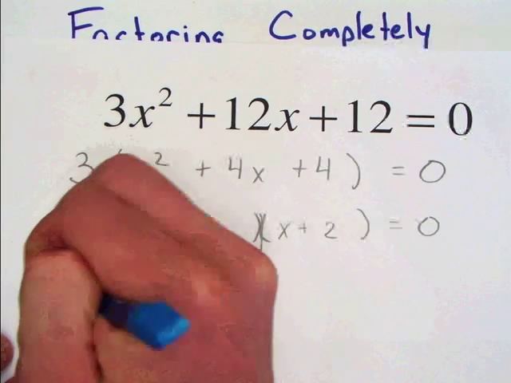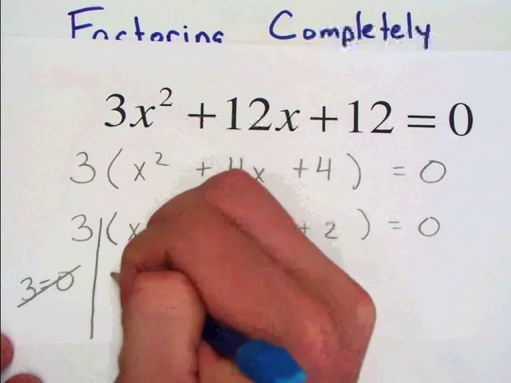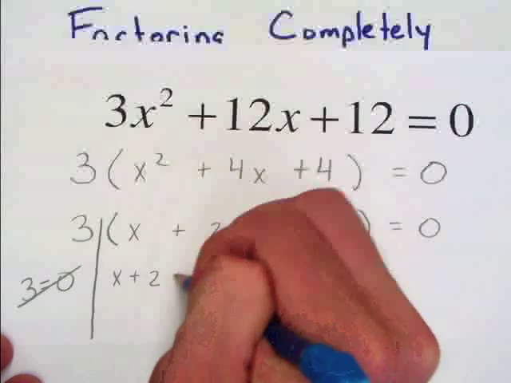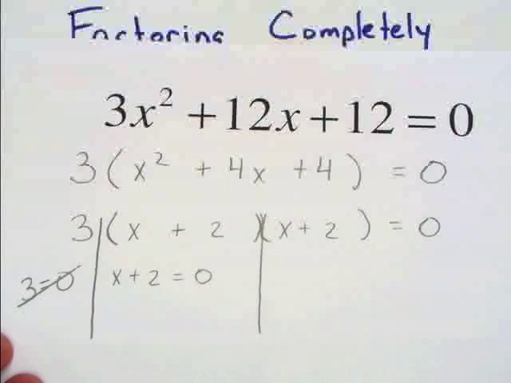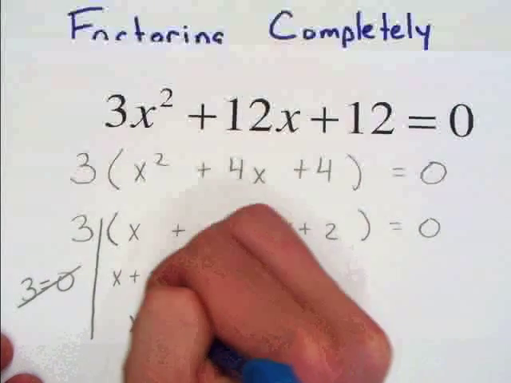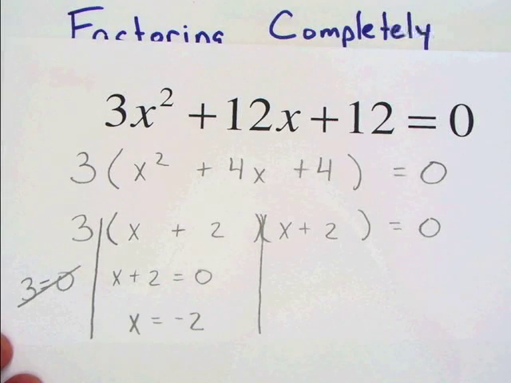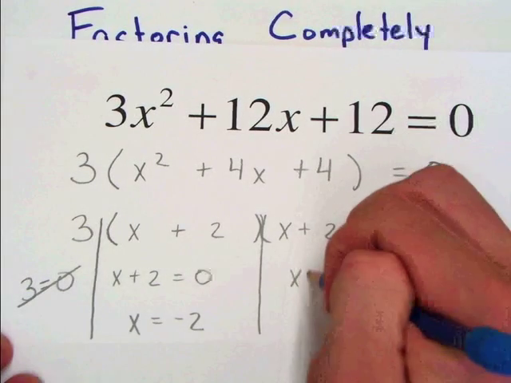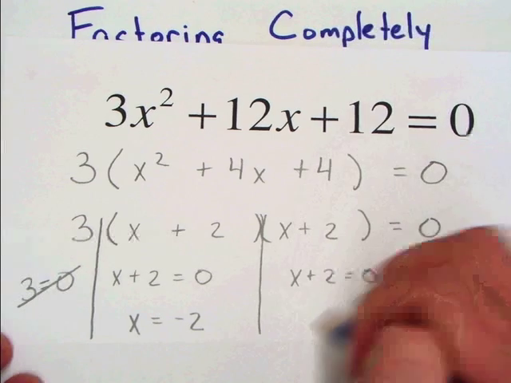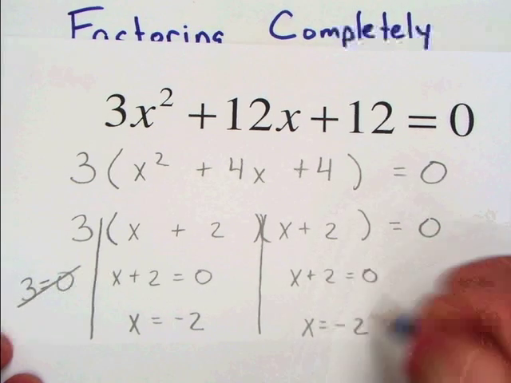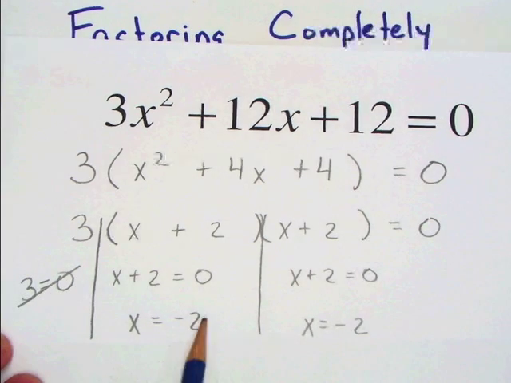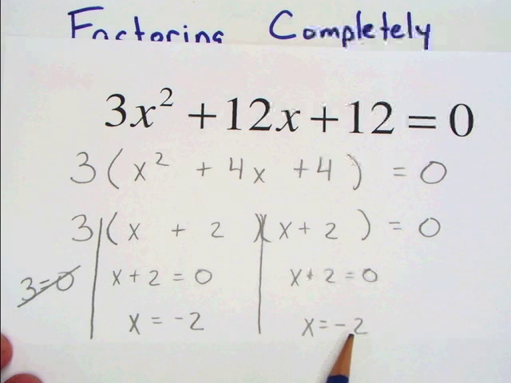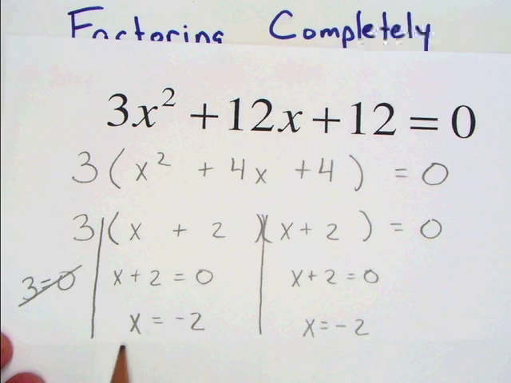3 will never equal 0. When will x plus 2 equal 0? X plus 2 will equal 0 when x is equal to negative 2. This equation has two answers. However, both answers are the same. X equals negative 2.